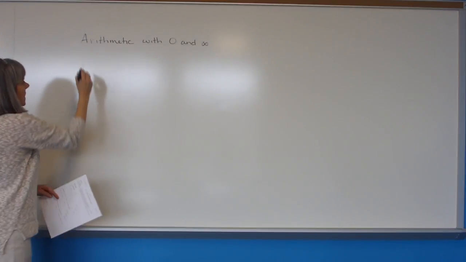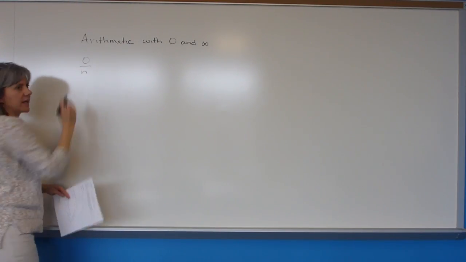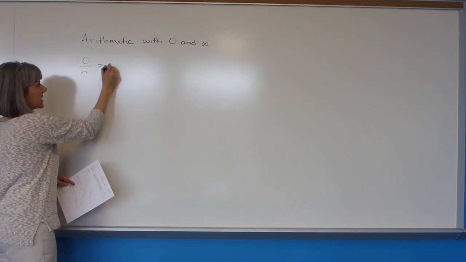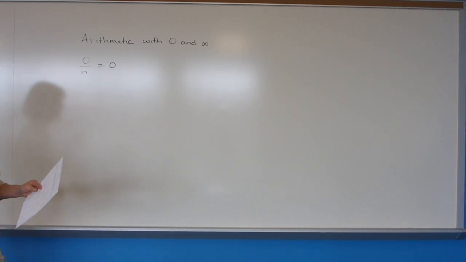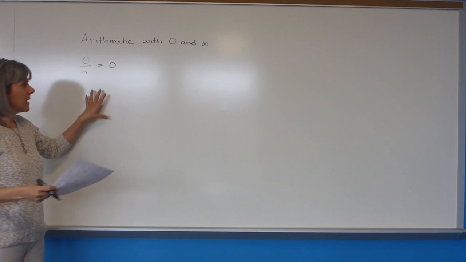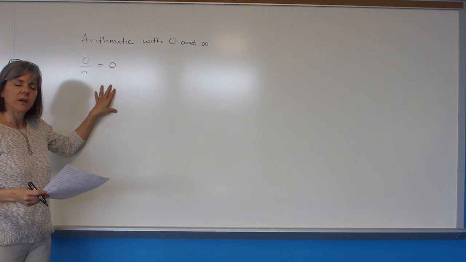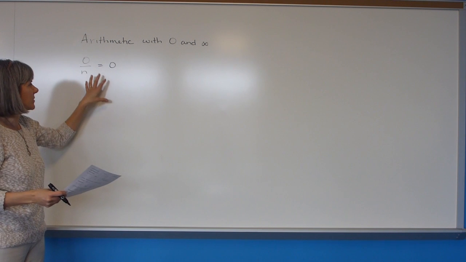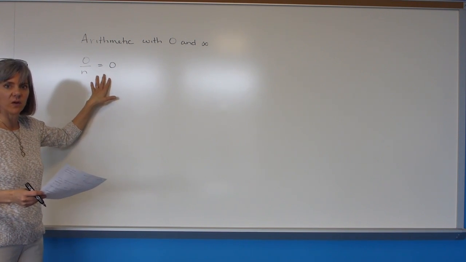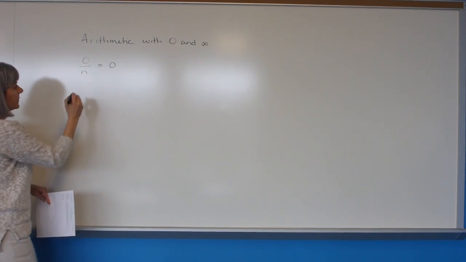Okay. 0 divided by any finite number. We've known for a long time that that's equal to 0. We need to keep that in mind because we're going to be looking at some other arithmetic involving 0, and sometimes it's easy to lose sight of the fact of what we have known for a long time. So let's keep that there.